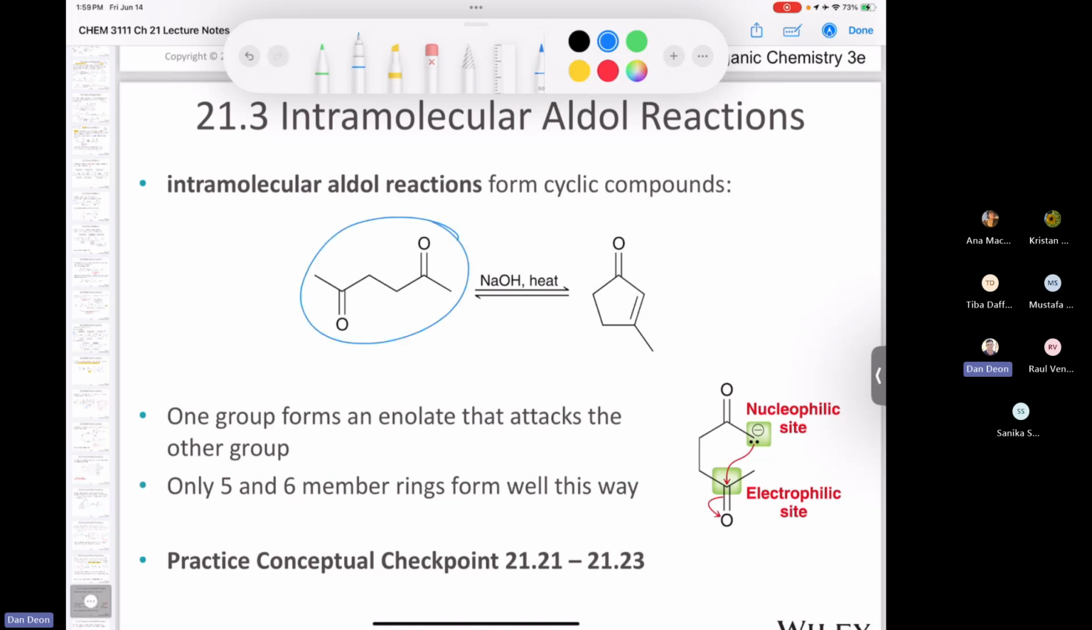Well, what if you have two ketones in the same compound? There's a ketone here, there's a ketone here. If I heat that with sodium hydroxide, I'm going to get an aldol condensation product. But let's think about this.